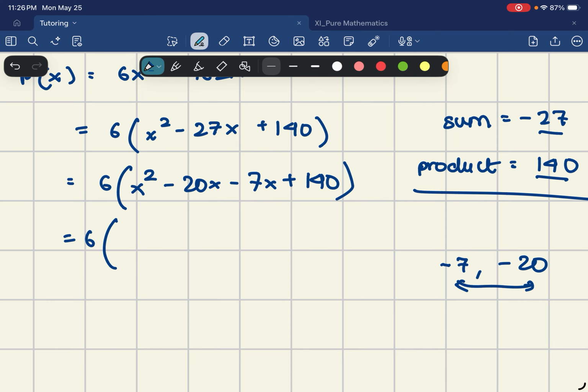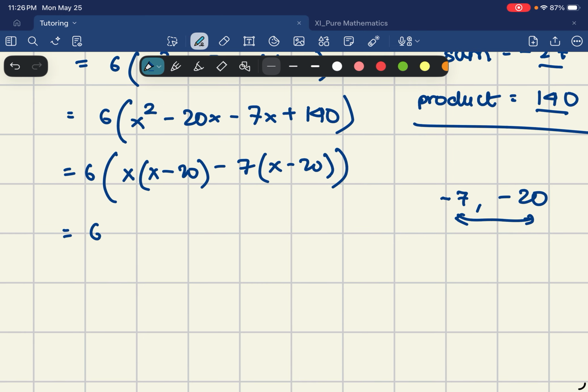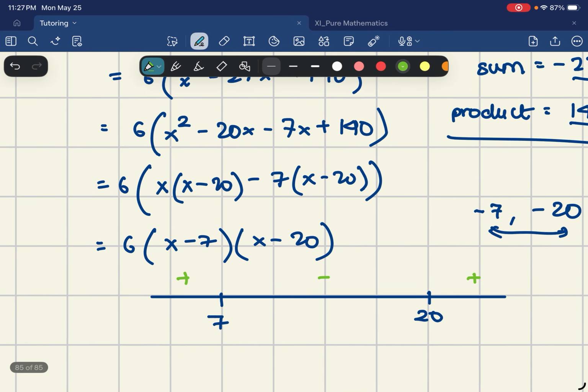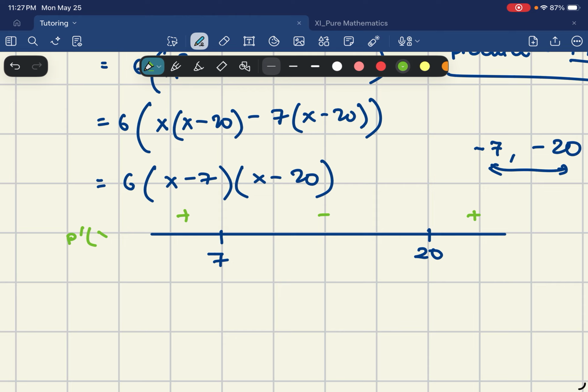So 6, I factor out x here, I get x minus 20. I factor out negative 7 here, I get x minus 20. So you can use any method that you want, but you are going to get x minus 7, x minus 20 when you finish simplifying this. And now you can draw your number line. And when you draw your number line, and I'm going to leave you to try it on your own, you are going to get this, plus minus plus for p dash of x.